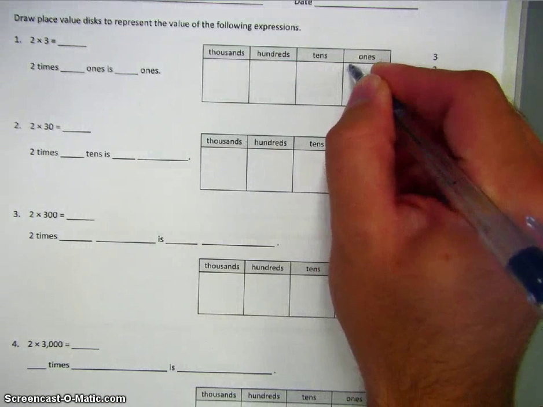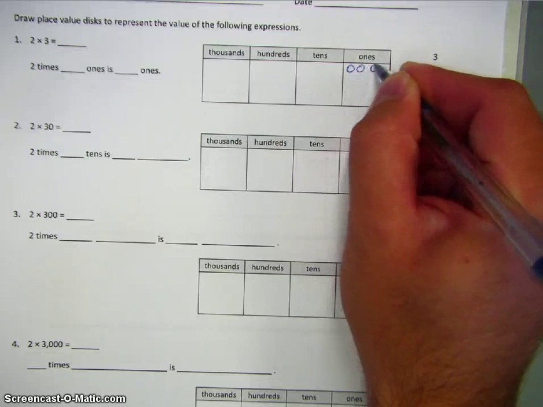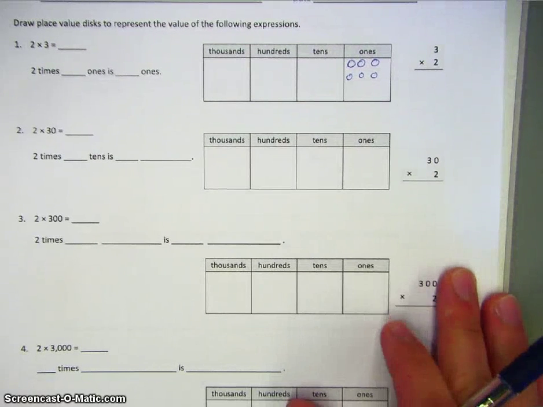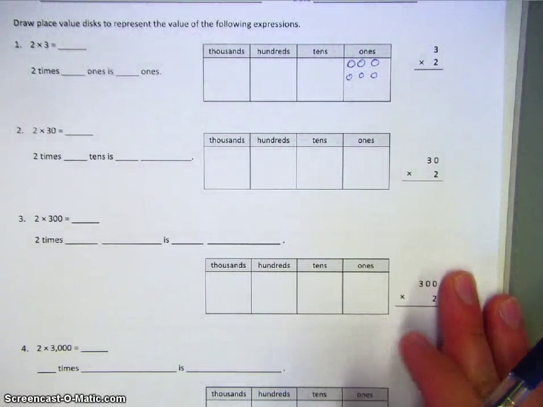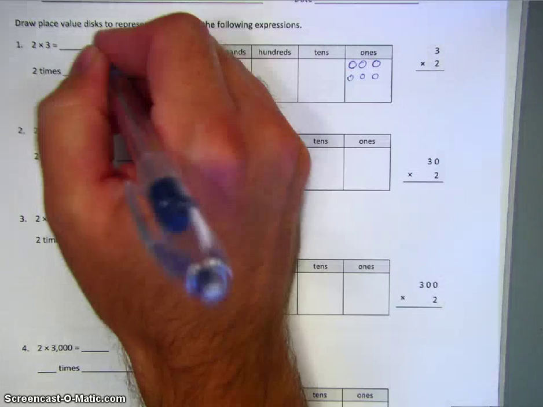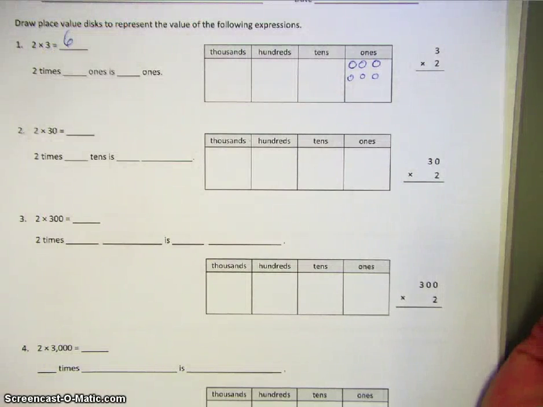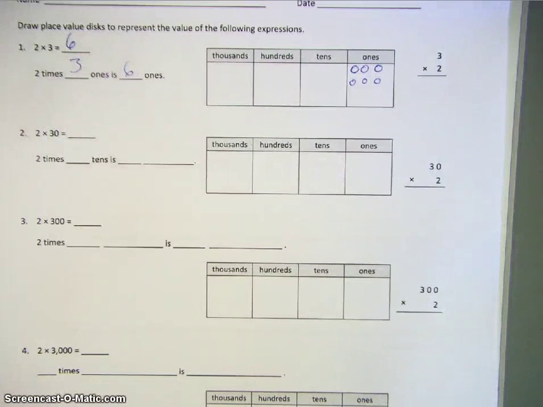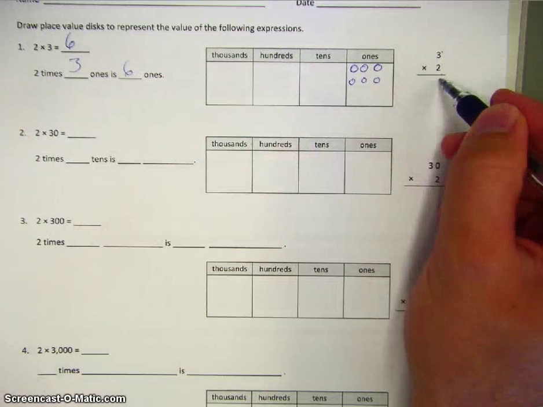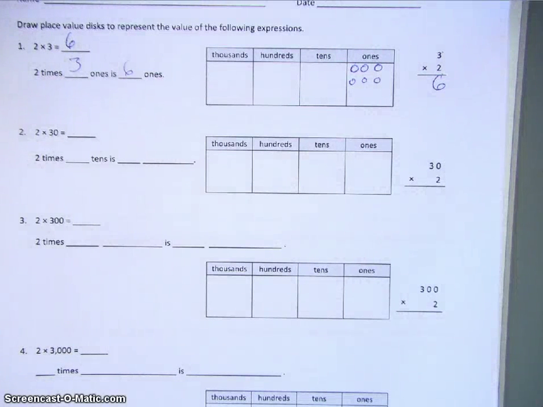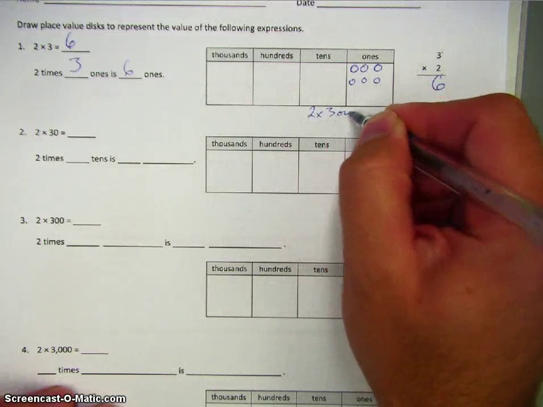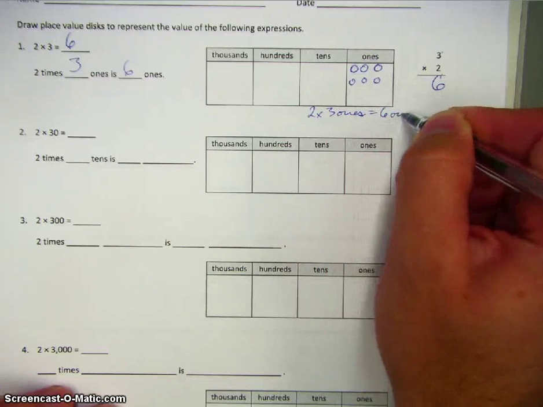So we have 2 groups of 3. Okay, which looks like that. So there are 2 groups of 3. So we see that we have a total of 6 ones. So 2 times 3 ones gives us 6 ones. And 3 times 2 is 6. Okay. Written in unit form, 2 times 3 ones equals 6 ones.